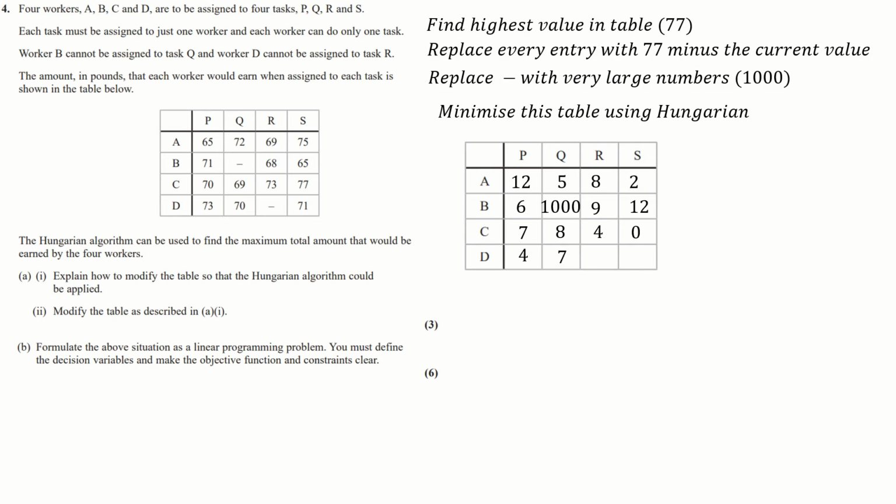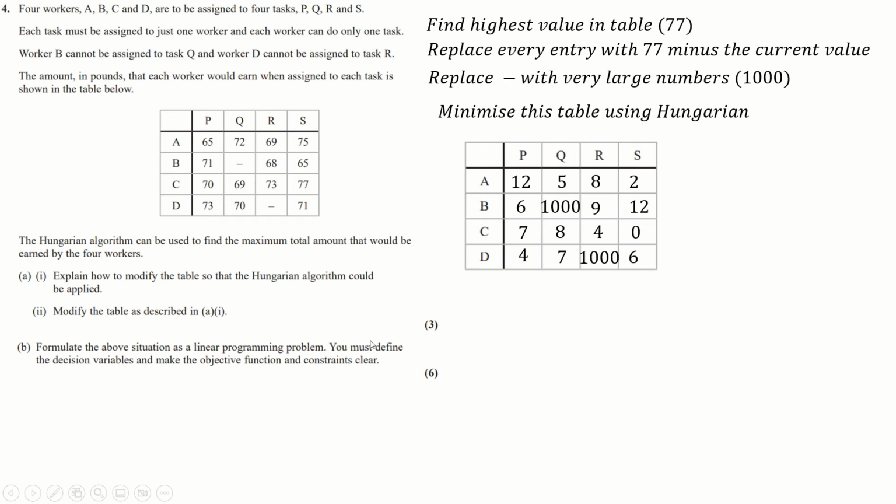So this is every entry having 77 take away. So 77 minus 65 is 12, 77 minus 72 is 5, and so on. Replace the blank ones with 1,000, because this essentially means Hungarian will never want to use these two boxes because they're so much bigger than everything else, which means that since it won't use them, it doesn't matter that it can't use them, because it just won't. And this is all good to go. You now just need to minimize that, and that'll be that done.